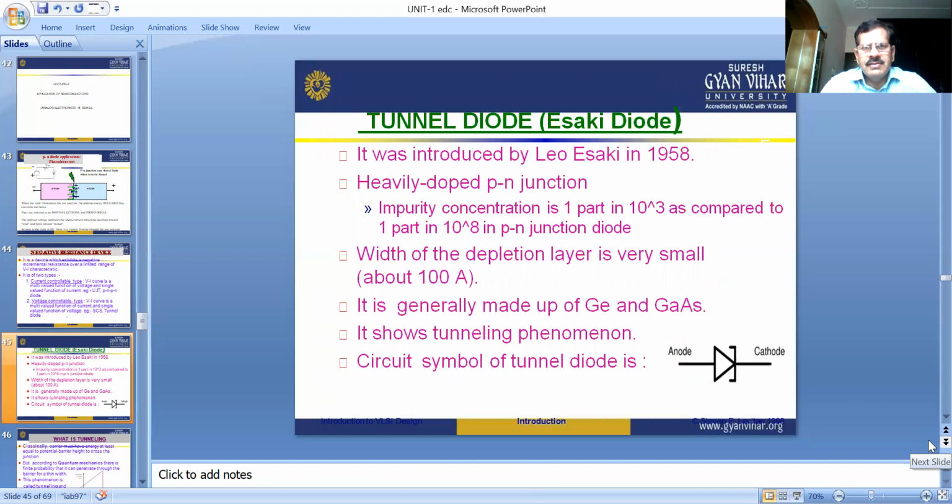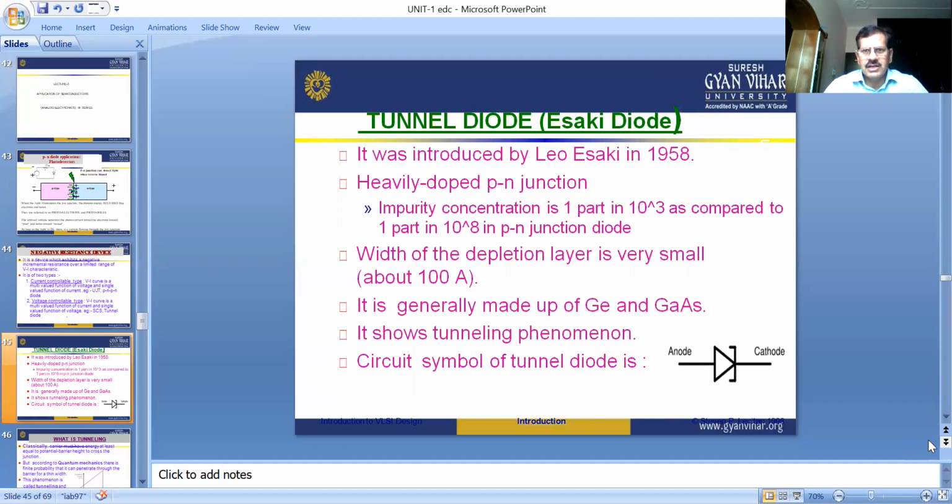The next semiconductor device is the tunnel diode. What is the tunnel diode or Esaki diode? It was introduced by Leo Esaki in 1958. This diode has a heavily doped PN junction. This is not a simple PN junction diode, but a heavily doped PN junction diode.